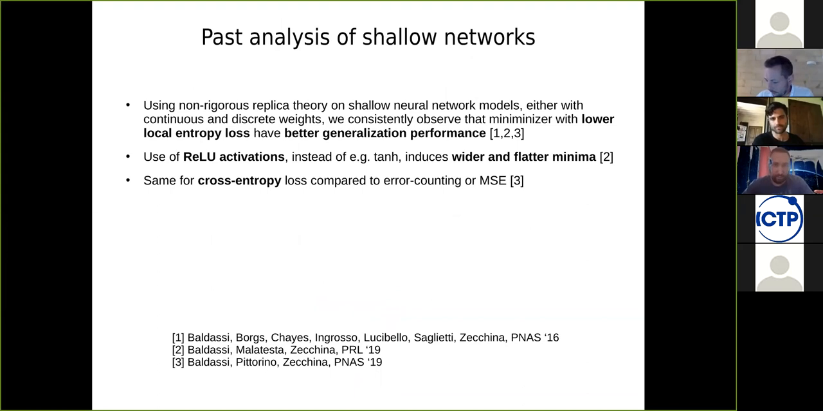And in a series of works, we showed on very simple models using replica theory that minimizers of the loss function which also have a low local entropy loss have better generalization performance than other kinds of minimizers. And also that architectural changes, such as using ReLU activation instead of tanh, or using cross entropy instead of mean square error loss, can also lead to the emergence of flatter, or equivalently low local entropy, regions, which is again good for generalization. And this could be shown, not rigorously but analytically, in zero hidden layer and one hidden layer neural networks.